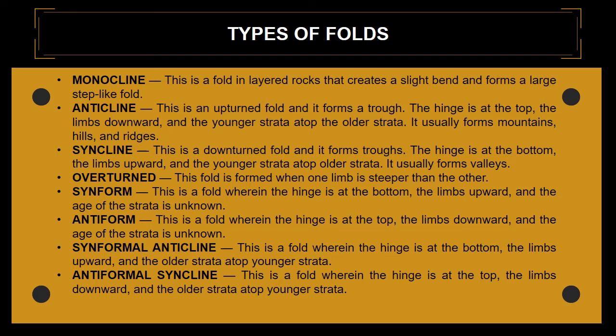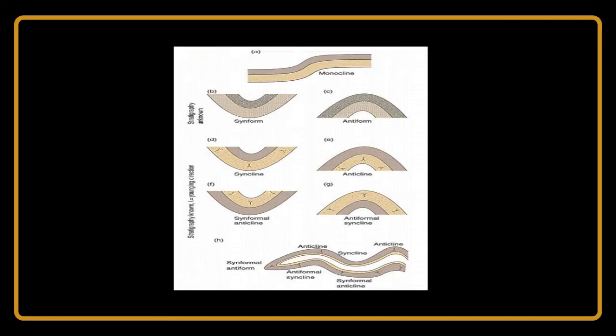So, next, these are pictures and types of folds. So, we have monocline, parang step lang. We have the synform and the antiform. So, hindi natin alam yung age. So, we have the syncline and anticline. Diba? The same lang. Pero may age yung strata nila. Then, synformal anticline, kabaliktaran. Yung younger is nasa ibabaw. At antiformal syncline, yung younger is nasa ibabaw.